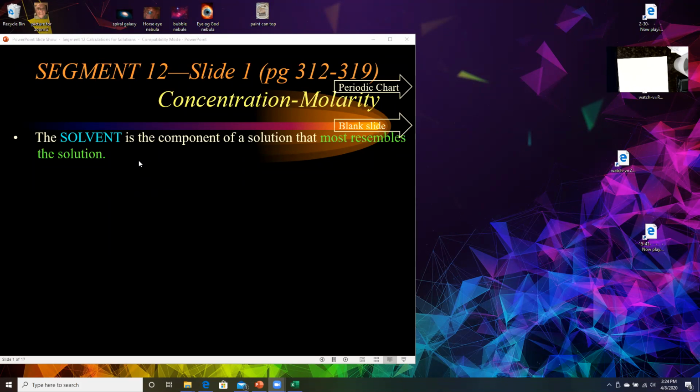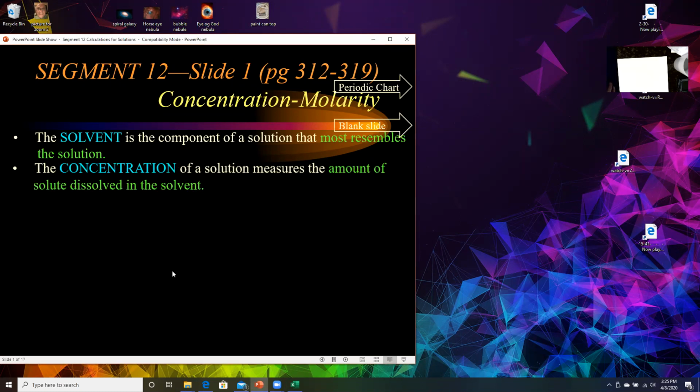The general rule is the solvent is the component that most resembles the solution. So if I looked at, for example, the density of the solution, whichever component had a density closest to the density of that solution would be the solvent. We seldom have to make that critical distinction, but it is there, and that's the way we would define the solvent in solutions.